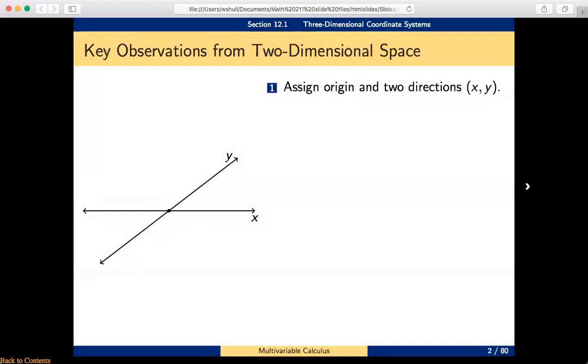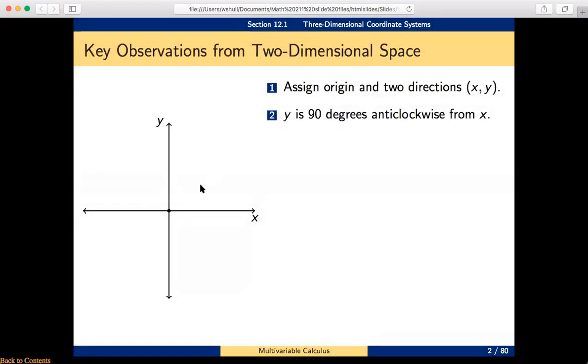So first, I want to recall a few things about two-dimensional space. First, we assign the origin, and we assign two directions, x and y. Now, the angle between these should be 90 degrees, and the positive y direction should be anti-clockwise from the positive x direction.